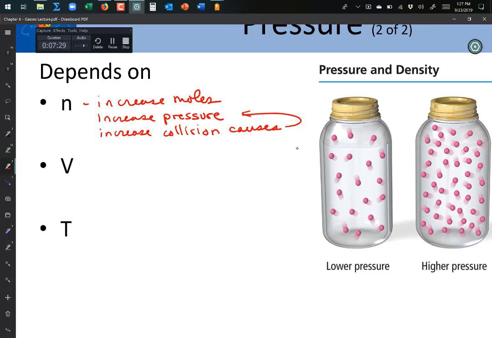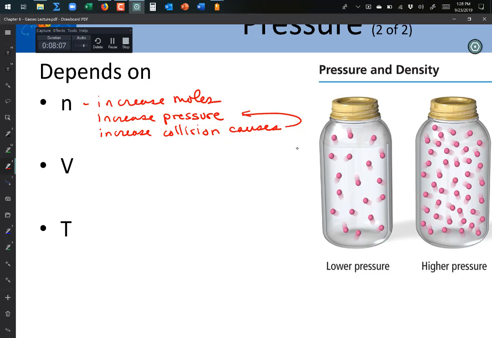Now think about volume, okay? So just say you take the jar on the left. You can't do this because it's a glass jar. But what if you kept everything else the same, and you made the jar smaller? If I kept everything else the same except I made the jar smaller, the pressure would be higher, right? Because they don't have to travel as far. They haven't changed their speed. They don't have to travel as far. So you get more collisions per unit area just because there's more of it. Again, the collisions with the wall increase because you got them closer together.